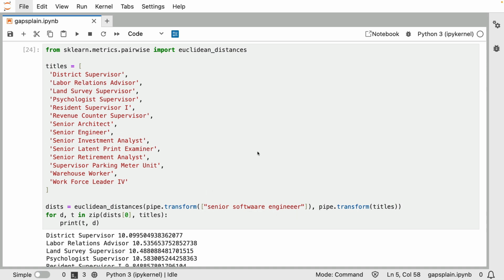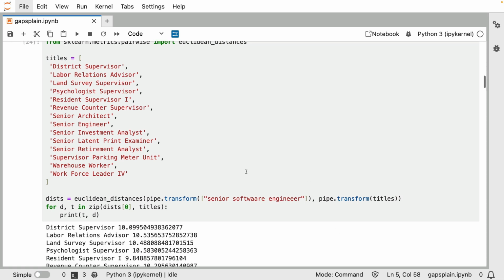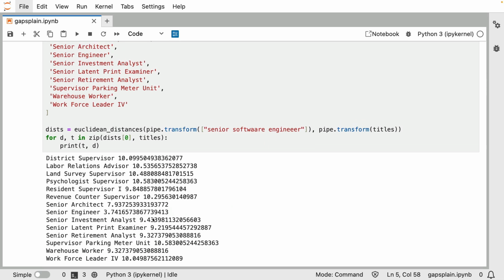So just as a first example, I figured I might go for senior software engineer, where software is misspelled, and then we can have a look at the distances below. Looking at this briefly, it does seem like senior engineer is the most similar to any other job profession in the list. And that's probably due to the fact that senior and engineer both make an appearance. So it's pretty logical that that's the most similar.